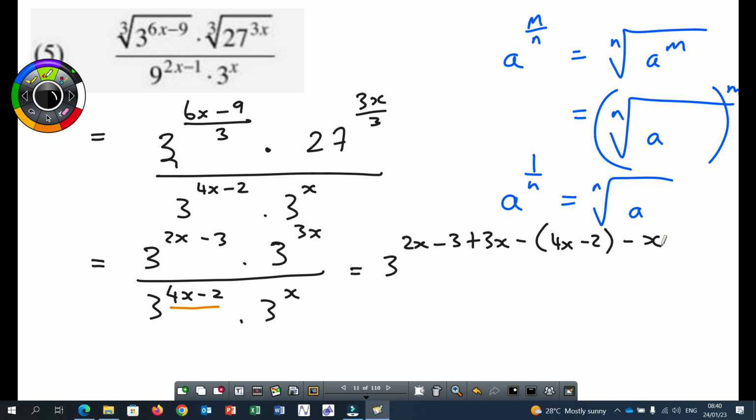Then from here now, I can just simplify. So 2x plus 3x will give me 5x. 5x minus 4x will give me x. x minus x will give me 0. Then minus 3 minus minus 2 will give me negative 1. So I'll end up having 3 to the power of minus 1. My final answer is going to be 1 over 3. So that's the final answer. If you did the question, mark your work. You're supposed to get 1 over 3 as the final answer.